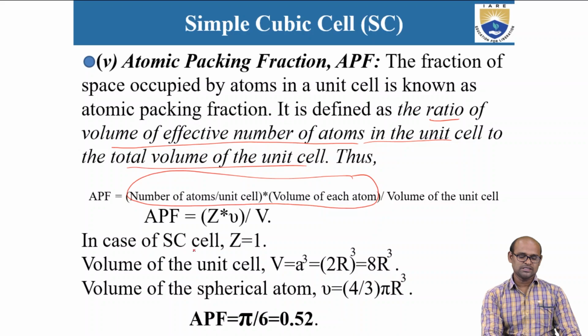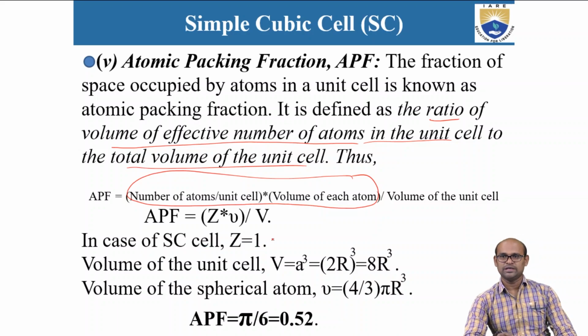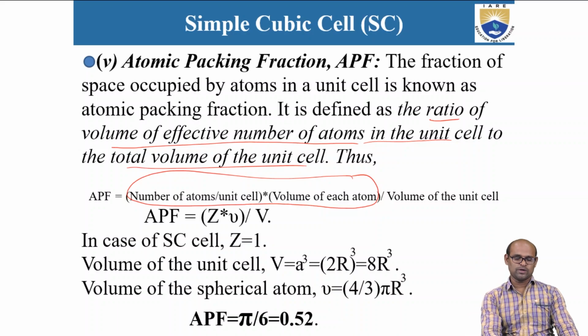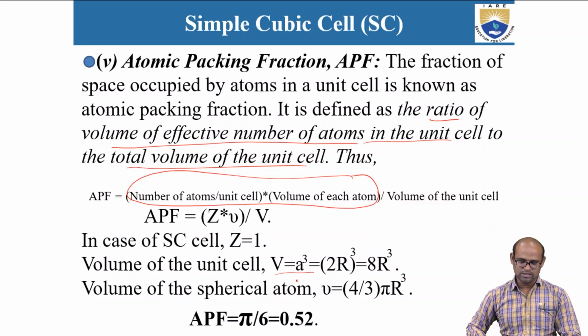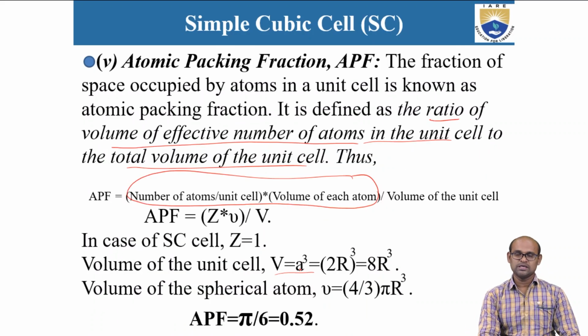In the case of the simple cubic unit cell, Z is equal to 1. We have just calculated that the effective number of atoms per unit cell for a simple cubic unit cell is 1. So Z is 1, and we know the volume of the simple cubic unit cell is A cube, and we have just seen that A is equal to 2R, so that is 2R cube, which is 8R cube.